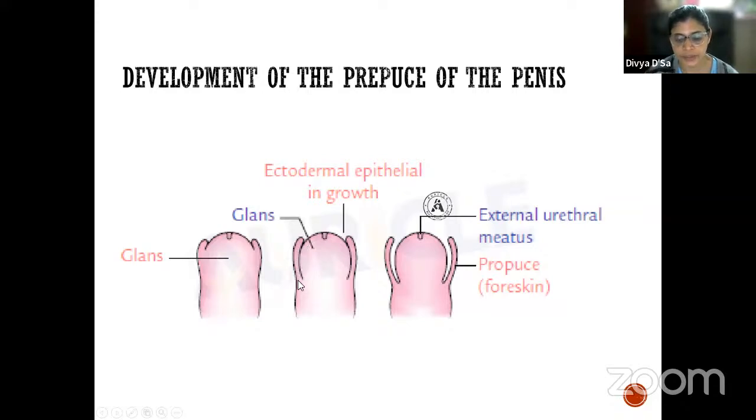As they grow inward, what happens? It forms a double layer fold. Like this, it forms a double layer fold here. This is the double layer fold of the ectoderm. Later, these two layers of the ectoderm separate from each other to form the prepuce. And the prepuce we can retract up to the sulcus. It can be retracted behind and easily slides over the surface of the glans penis.